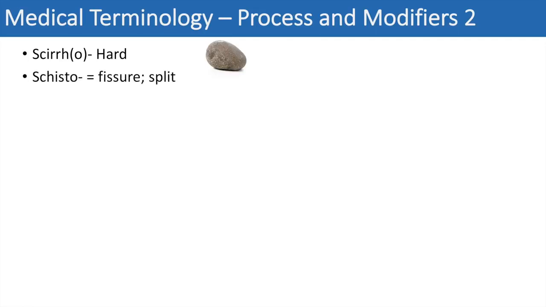So the next set of processes and modifier terms starts with sciro. This means hard. You can think of it like hard as a rock, so sciro, or scirrhus is another word you might hear in medicine, scirrhus. The next one is schisto. This means fissure or split, a schistocyte, for instance.